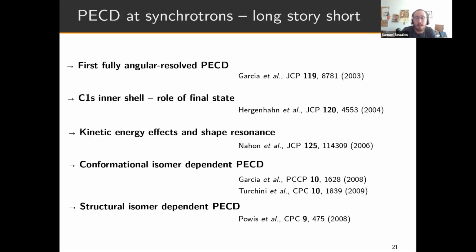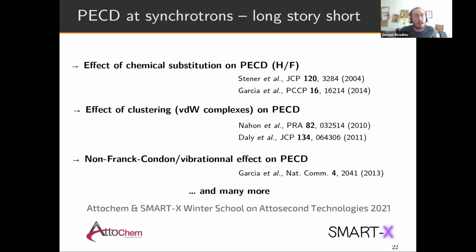And a bit later on, Laurent Nahon and co-workers demonstrated that the PECD decreases when the kinetic energy of the outgoing electron increases, and that the PECD can be enhanced close to molecular shape resonances. And later on in 2008, 2009, some groups demonstrated that PECD is strongly dependent on the conformational isomer or structural isomer of some molecules. Okay, so there are a lot more examples.